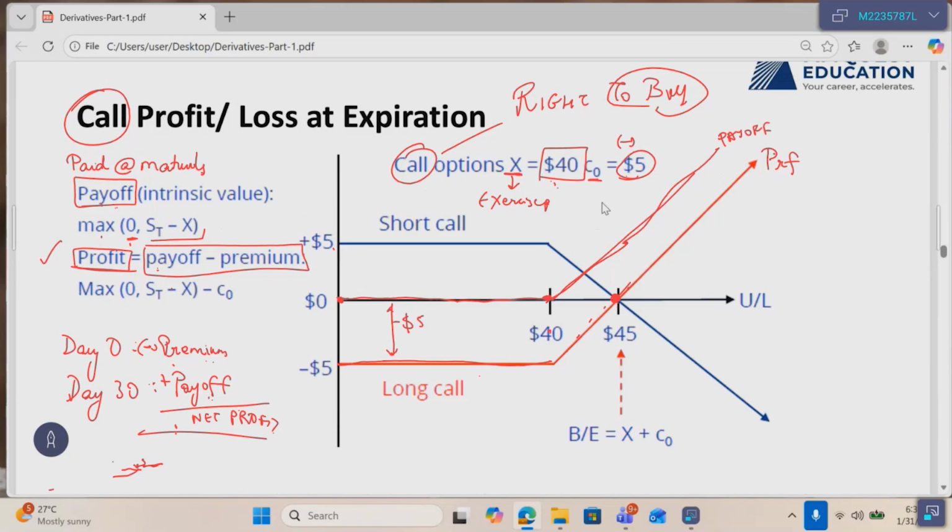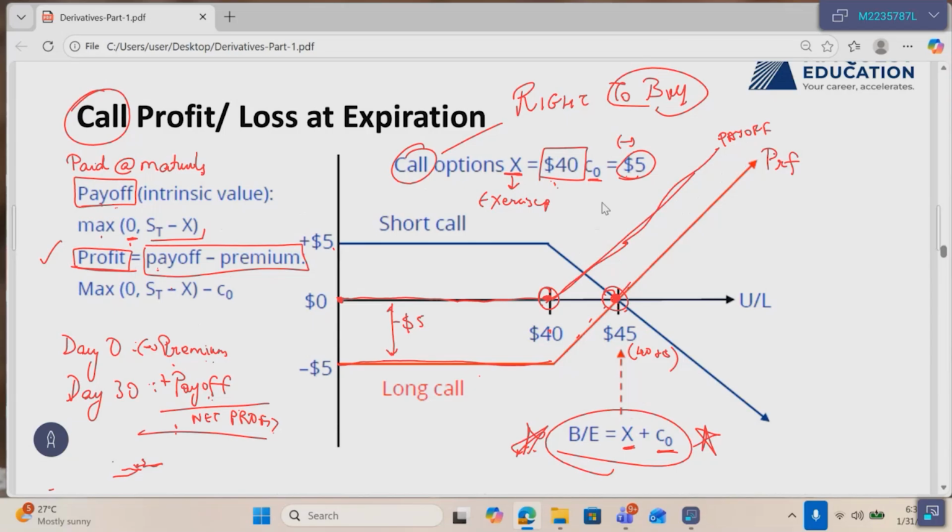Now, what I'm going to understand is this: payout becomes positive after 40, but profit becomes positive after 45. Why 45? Because 45 is nothing but 40 plus a premium. This is a very important formula. You will break even at a point where the share price goes above the exercise price plus the premium.